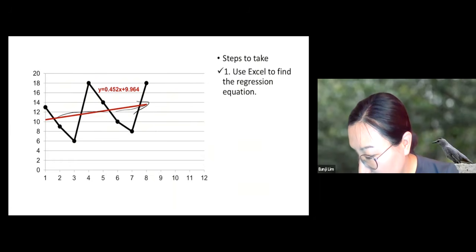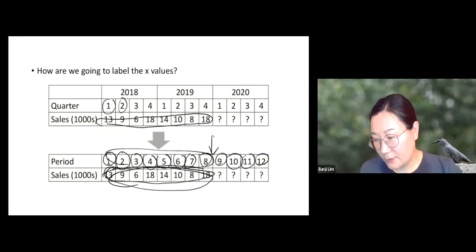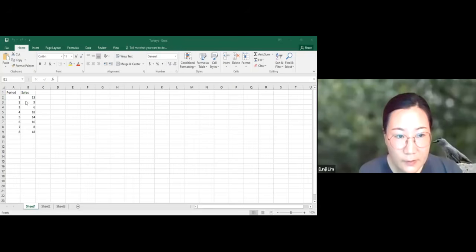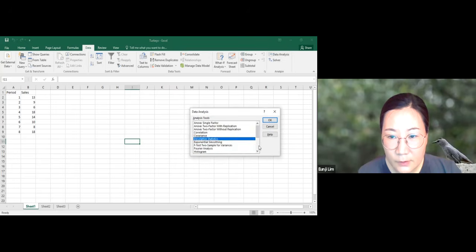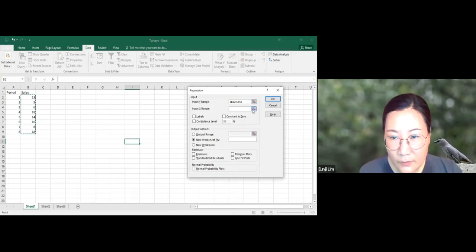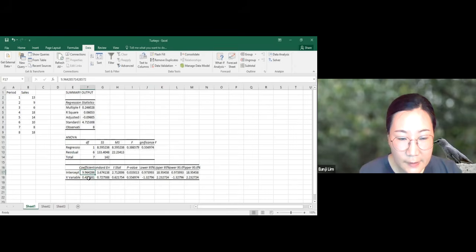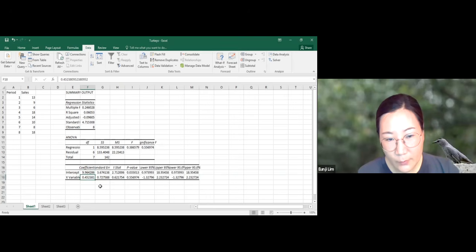How can you find the linear regression line? We're going to use the x and y values. The x values are these, and the y values are these, right? So we're going to go to Excel. So these are the x values, these are the y values, and we're going to go to data. We're going to click on data analysis, click on regression, click OK. The y range is, the y values are these. The x values are these. And I want my output here. And click OK. Then Excel says the regression equation is, this is the A, the intercept, 9.96. And this is B, the slope, 0.45. So let's go back to the slides.